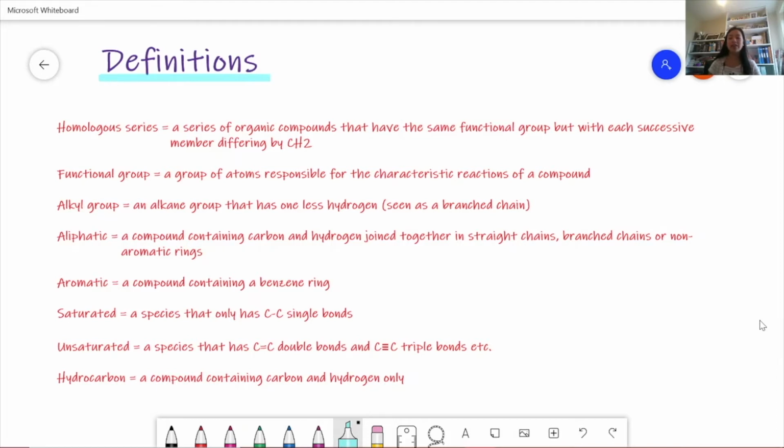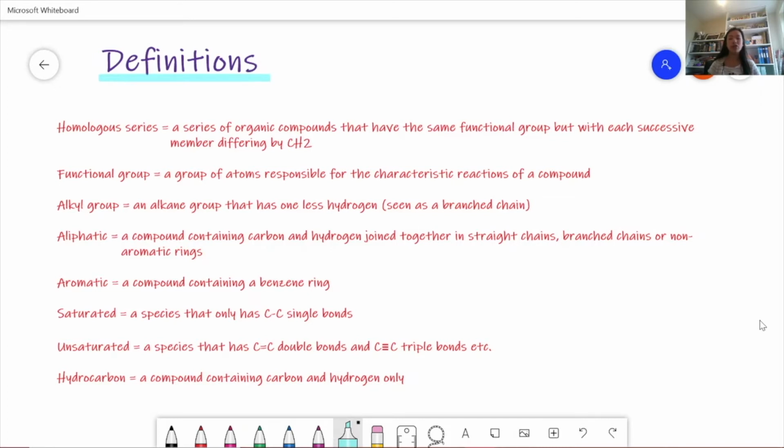A homologous series is a series of organic compounds that have the same functional group, but with each successive member differing by CH2. For example, we're going to be learning about alkanes a bit later, and the general formula for alkanes is CnH2n+2. The first alkane we have is methane, CH4, and the second is ethane, C2H6. CH4 and C2H6 differ by CH2. So alkanes are a homologous series.